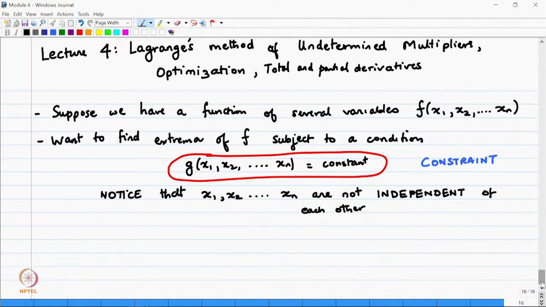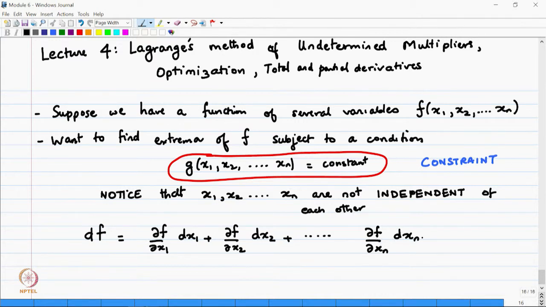Now if this constraint was not there, then you would use the expression for the total derivative: df equals dou f by dou x1 dx1 plus dou f by dou x2 dx2 plus up to dou f by dou xn dxn. This is the total differential of f. The differential change in f is written in this form, and at the extremum this differential change should be 0 because each of these derivatives should go to 0. This is a condition that you have.